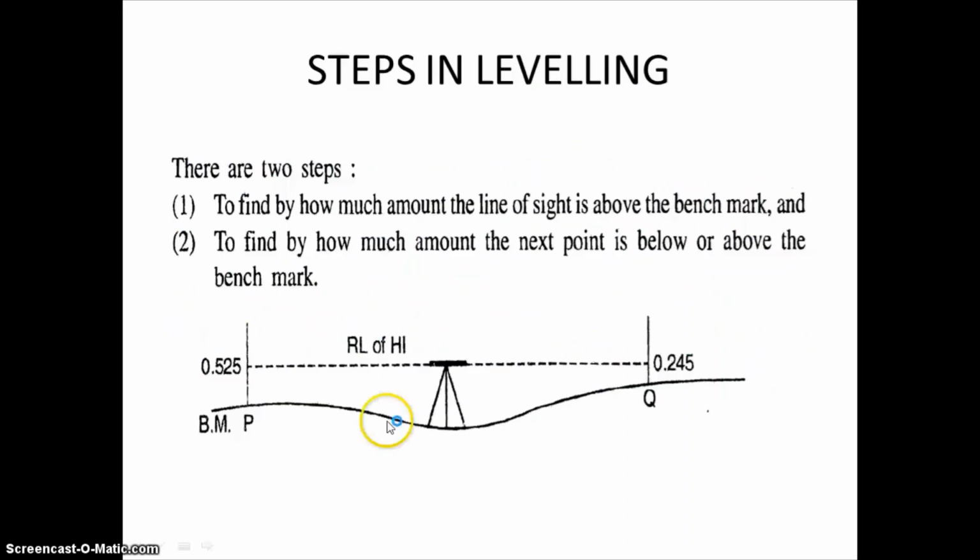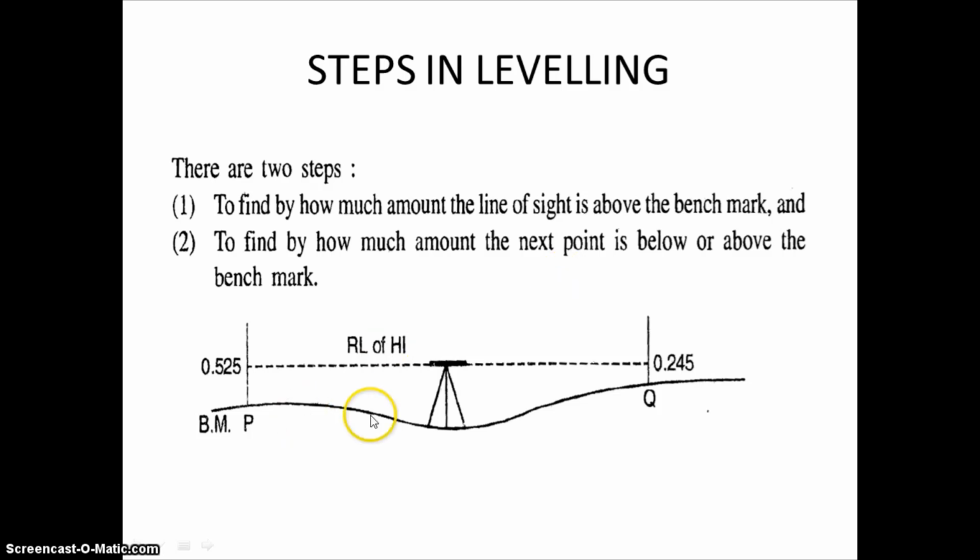Okay. So now, steps in leveling. There are two steps. First one, to find by how much amount the line of sight is above the benchmark. Okay, this is a line of sight. And second one, to find by how much amount the next point, that is this point, is below or above the benchmark.